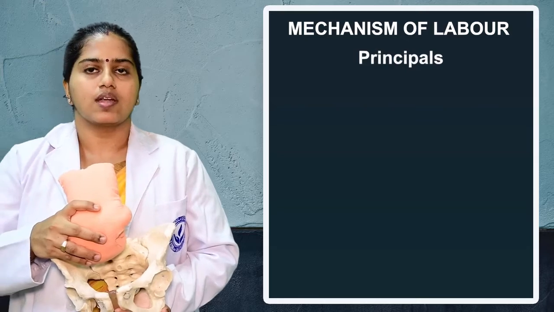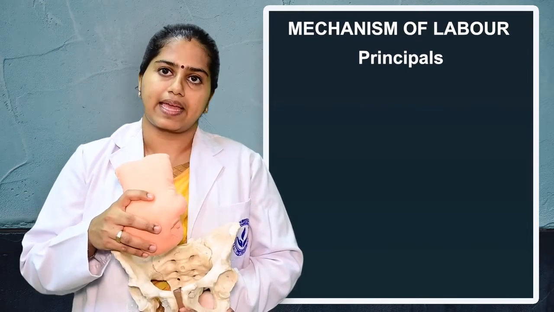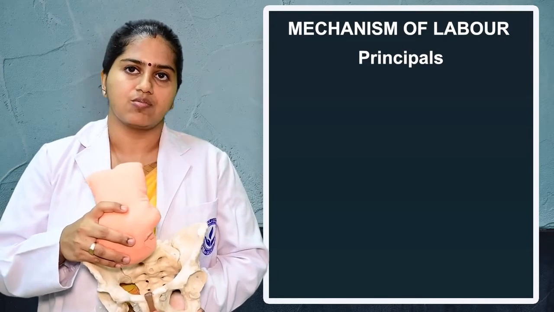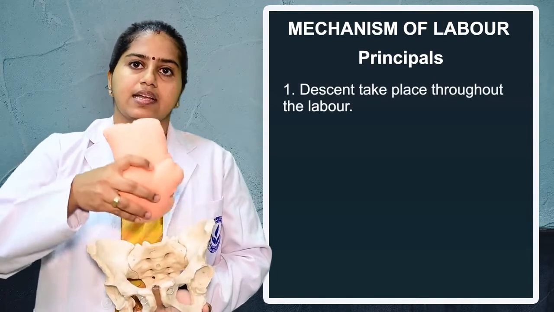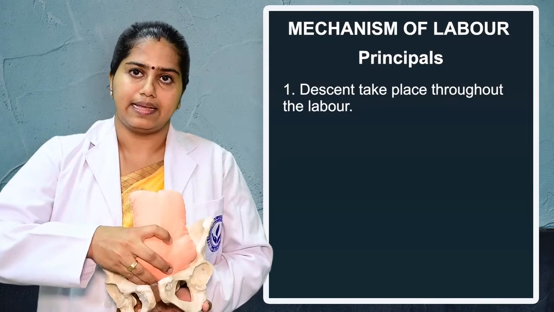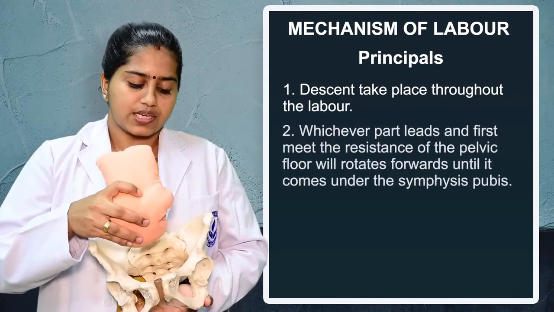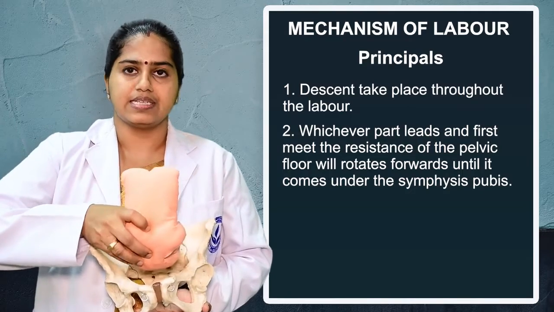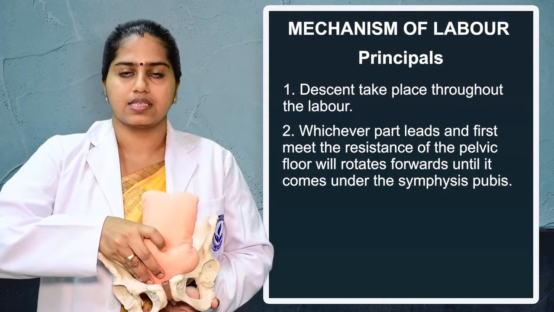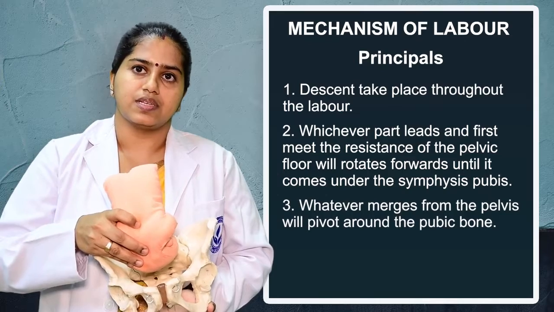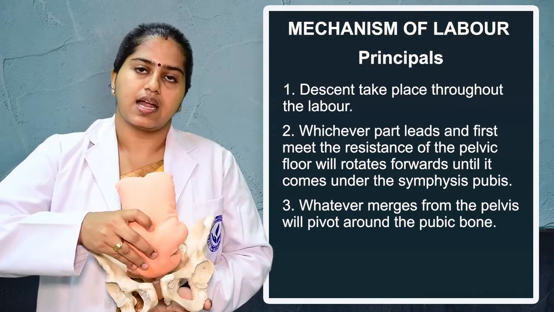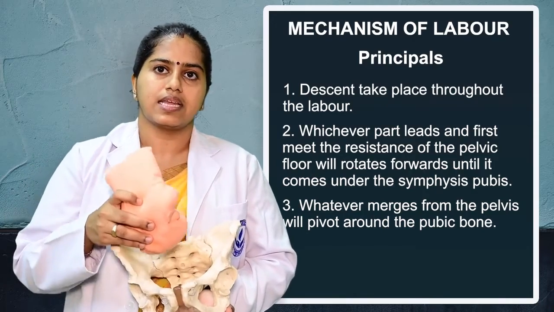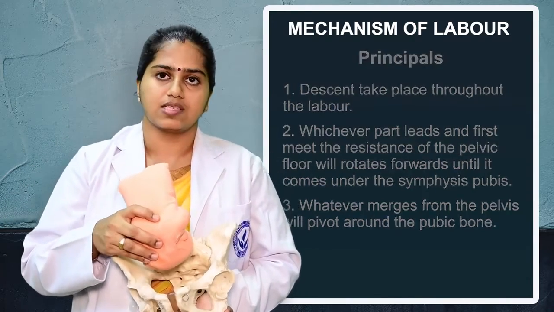Next we will see the principles that come under mechanism of labor. There are 3 important principles. The first one is descent. Descent takes place throughout the labor. Second principle: whichever part meets the pelvic resistance will rotate anteriorly and come under the symphysis pubis. Third principle: whatever part emerges under the pelvis will pivot around the pubic bone. These are the 3 principles of mechanism of labor.